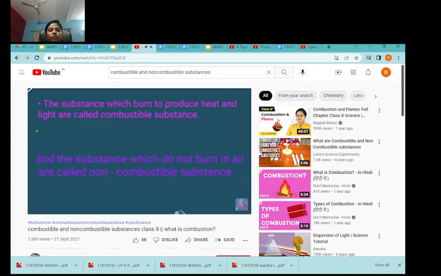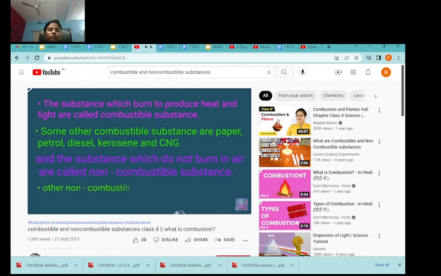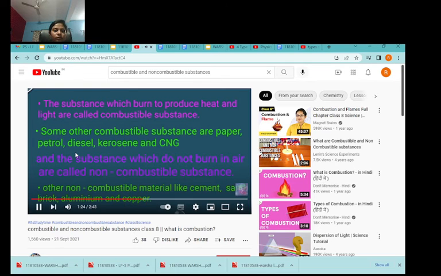Some other combustible substances are paper, petrol, diesel, kerosene and CNG. They produce heat when they are burned. And other non-combustible materials are cement, sand, brick, aluminium and copper.